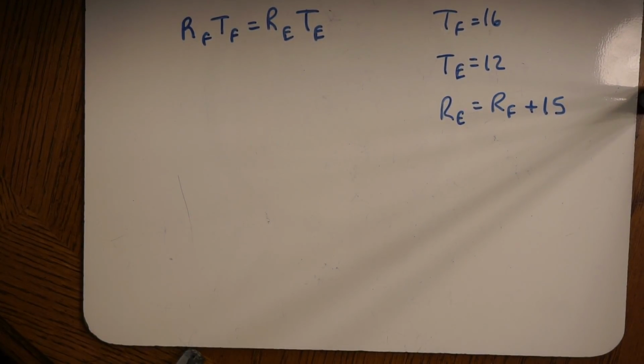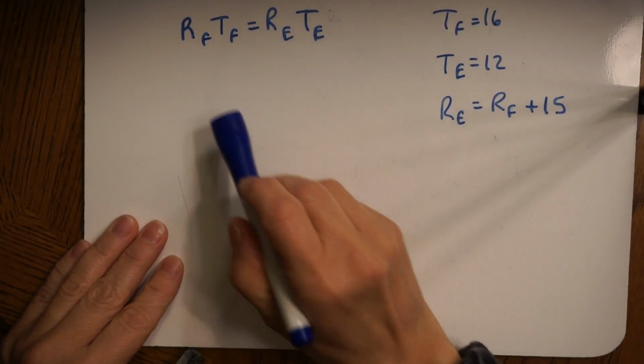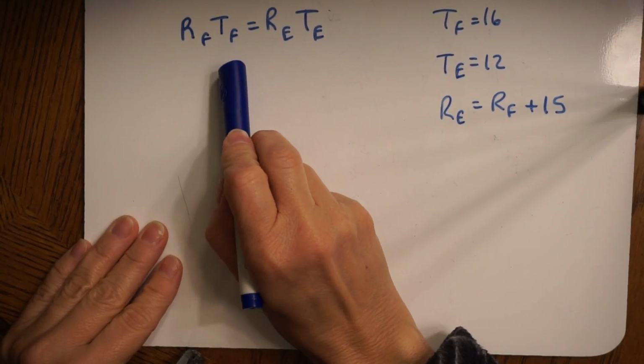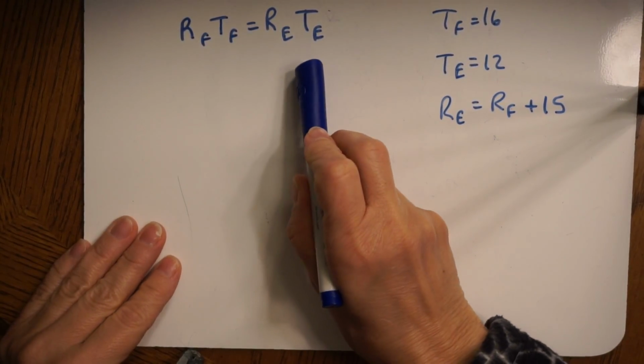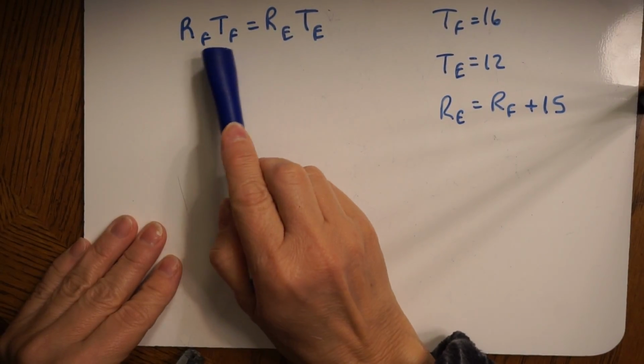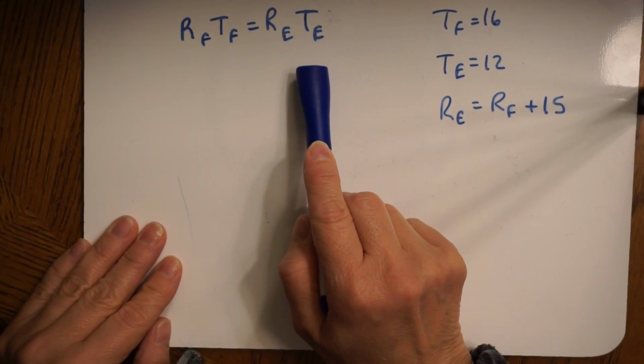Okay, for lesson 92, we're going to be talking about uniform motion problems. And you remember you've done these before, where you have r sub f times t sub f equals r sub e times t sub e. What this really means is rate times time. So this might be like the rate of Fred equals the rate of Ernie.